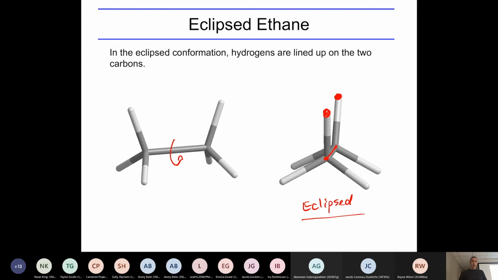This is the second conformation after staggered. The angle between any of the front hydrogens and the back hydrogens is going to be 0. Right? They're going to be exactly overlapping with each other.